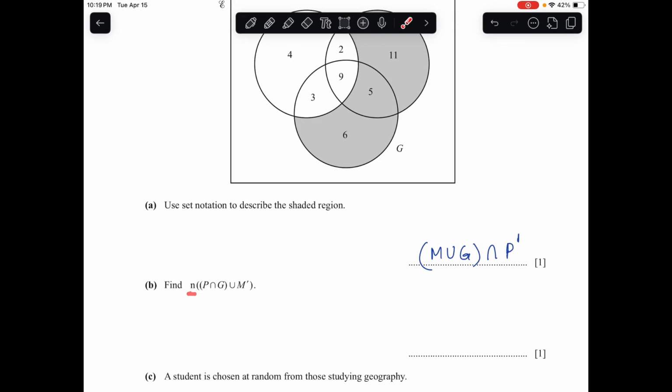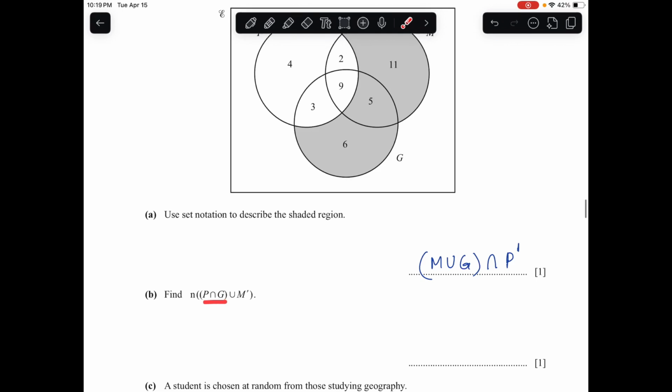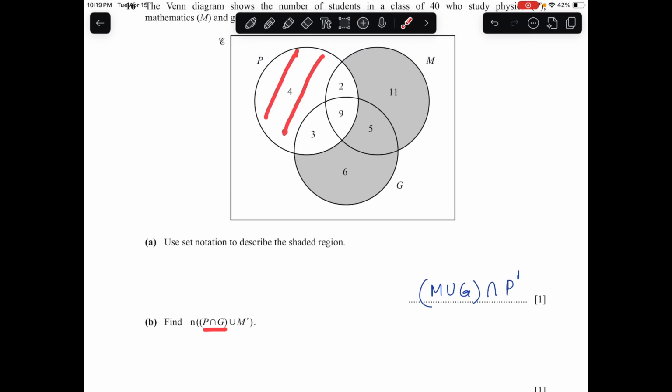Find n, that means the number of elements of P intersection G, union with not M. So we're thinking about P intersection G. So all of this. Union with not M. So not M would be outside this. So it's going to be very easy.